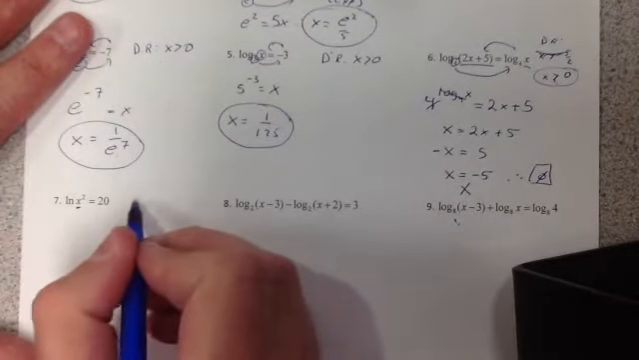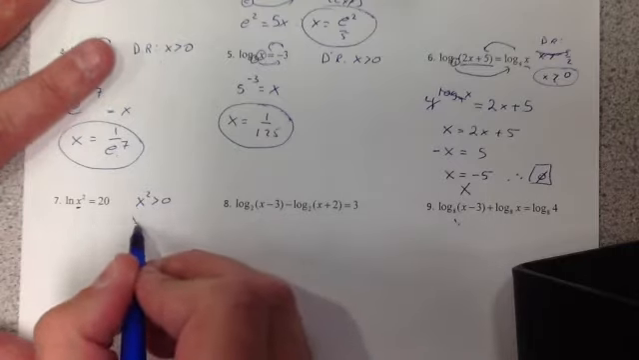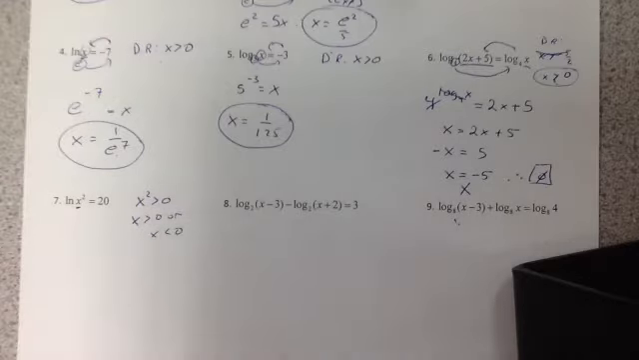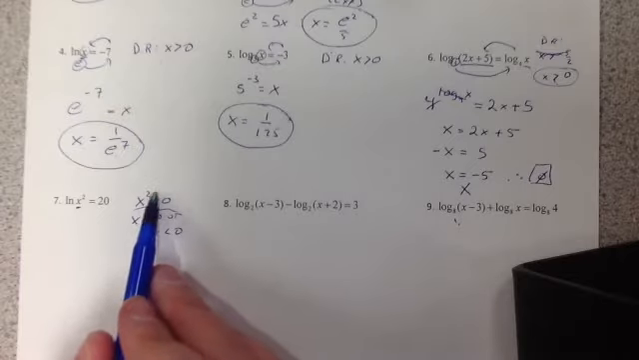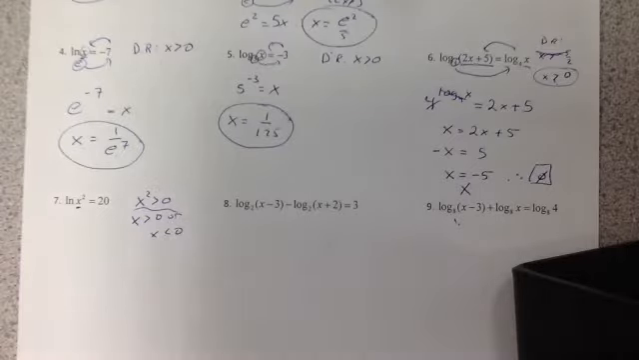Again, I have a domain restriction. I'm saying x squared has to be greater than 0. That's just basically saying x is greater than 0 or x is less than 0. That's what this domain restriction means for us. Because when you take the square root, remember, you get a positive and you also get the negative. But when you get the negative, you have to switch your direction.